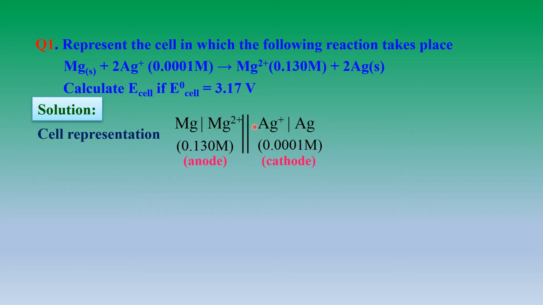The concentration is given here, and we have to write this notation. This represents the salt bridge. This is the cell representation for the cell reaction. This is the cell reaction, right? For the above cell reaction, what is the value of N? The N value is 2. So why is the N value 2?